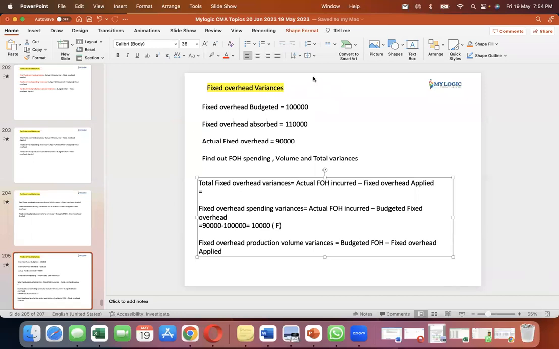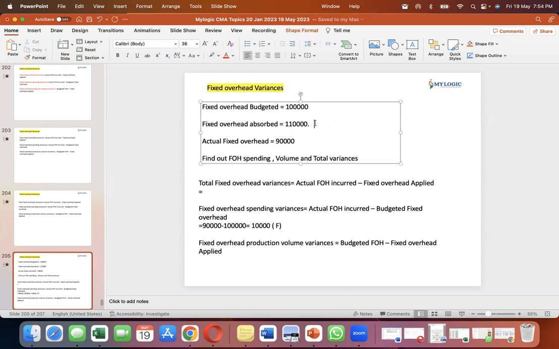When it comes to the next one, if we look at what happens here, budgeted fixed overhead production volume variance is nothing but budgeted minus fixed overhead applied. So one is budgeted, another is applied. Applied, we do not know how to take the approach. Now, listen extremely carefully. For applied, what is the equation we used for absorbed or applied?